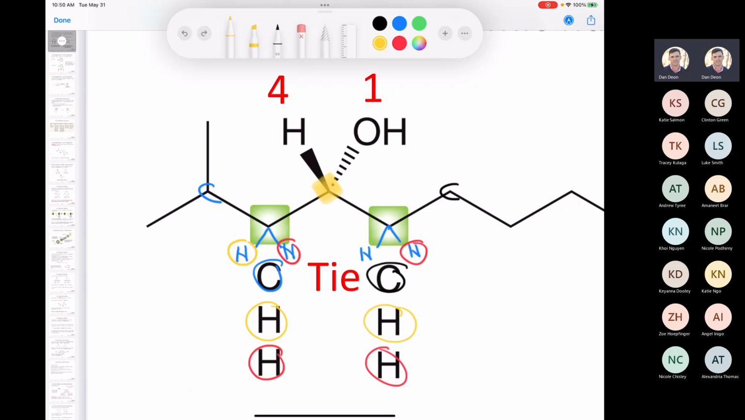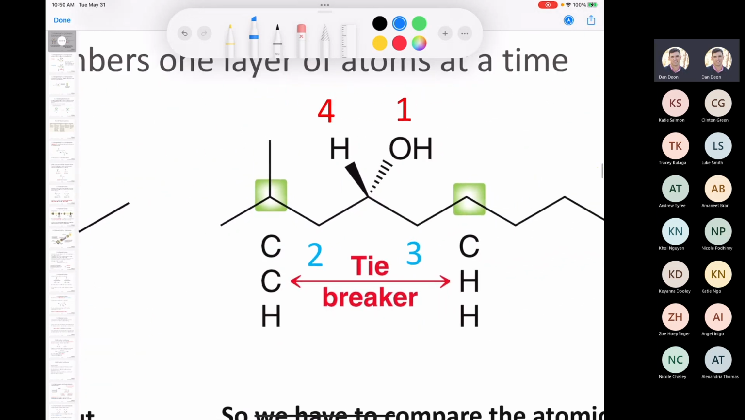And so what do we do? We go to the next carbon, and we keep going until we find a point of difference. So now I'm going to investigate this carbon in yellow and this carbon in blue and see if I can find a point of difference. And that's shown over here. The carbon on the left, what's it attached to? It's attached to a carbon, a carbon. Remember, we're going away from the stereocenter, and it's attached to a hydrogen. What's the carbon on the right attached to? It's attached to a carbon, it's attached to a hydrogen, and it's attached to a hydrogen.